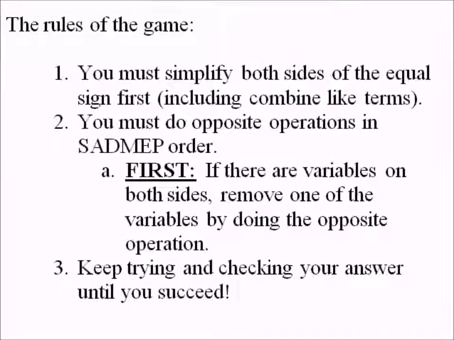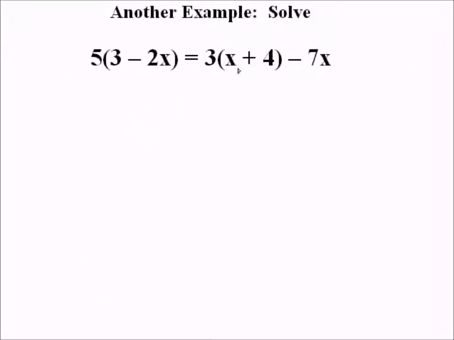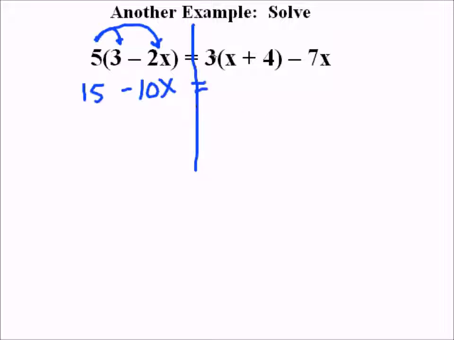Let's take a look. Notice our first step is to simplify both sides of the equation first. In the previous example, we could not do that because there was nothing to simplify, but in this one, we can. Notice I have a 5 outside the parentheses, so I'm going to distribute that 5 to give me 15 minus 10x. On the right-hand side, I've got a 3 to distribute, so I distribute the 3 to the x and the 4, giving me 3x plus 12, and then I rewrite my minus 7x. I do not distribute the 3 to the 7x because the 7x is not in parentheses.